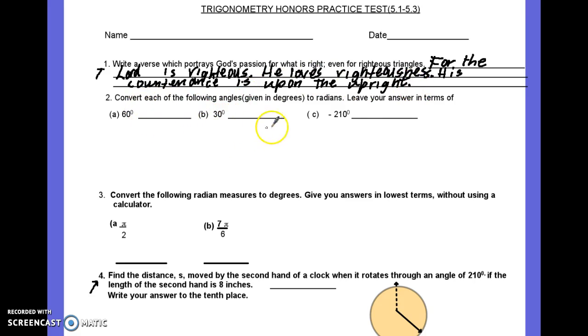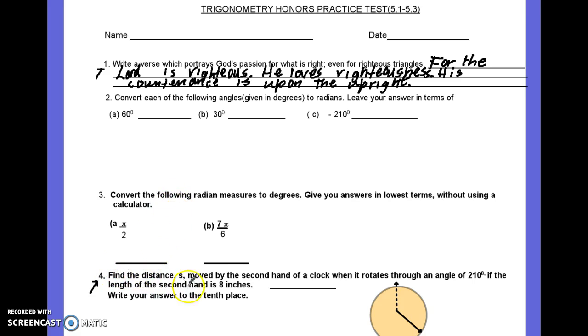These I will not do because I know you know the conversion going from degrees to radians is just times pi over 180. So I'm sure that will be easy enough for you. Also going from radians to degrees, again, you just multiply by 180 over pi. If you're going to degrees, the 180 is on top. If you're going to radians, the pi is on top.